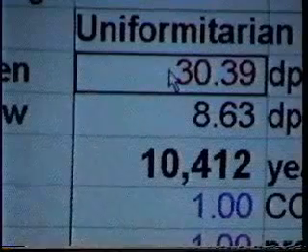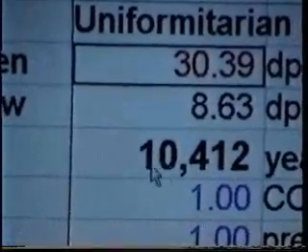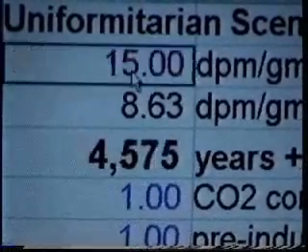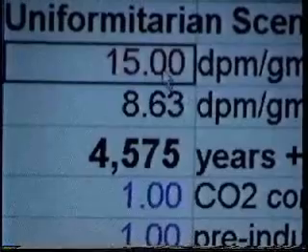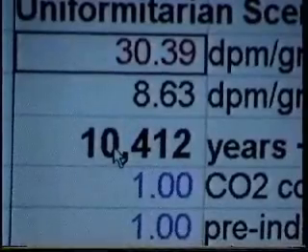But let's assume that this value is really only about half of what it is now. And I'm going to change this on the computer to show you. Watch the date. This is the RC date, the radiocarbon date, 10,412 years. If I change this to just half, let's say 15, you see it drops immediately down to 4,575 years. So there's a very strong influence of this initial value that is very difficult for us to obtain in order to determine what the true age of this material is. Now, if we return that back to what we consider the value today, we're back to 10,000 years.